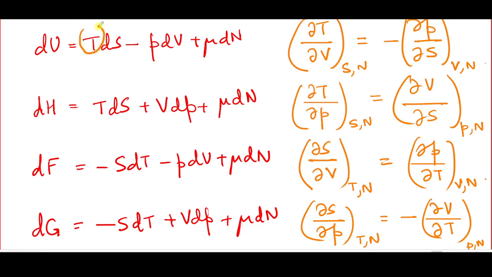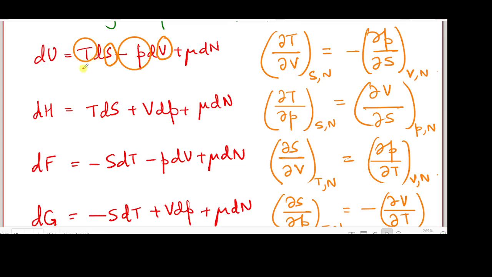The derivative of this quantity with respect to this variable is the same as the derivative of this quantity, in this case minus P, with respect to this variable. That is, ∂T/∂V with S and N fixed is the same as minus ∂P/∂S at constant V and N.